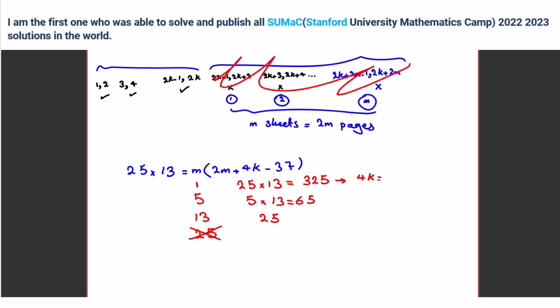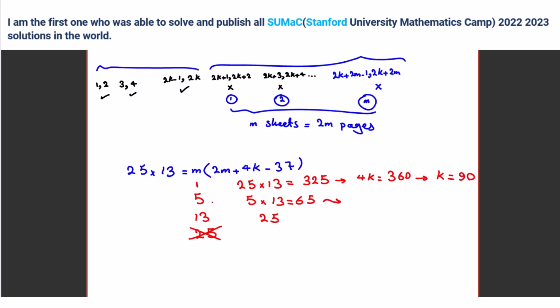So 4k is 35 plus this. 35 plus this is 360. So k is 90. But it's not possible, right? Because 2k plus 1 then would be 190 something, right?